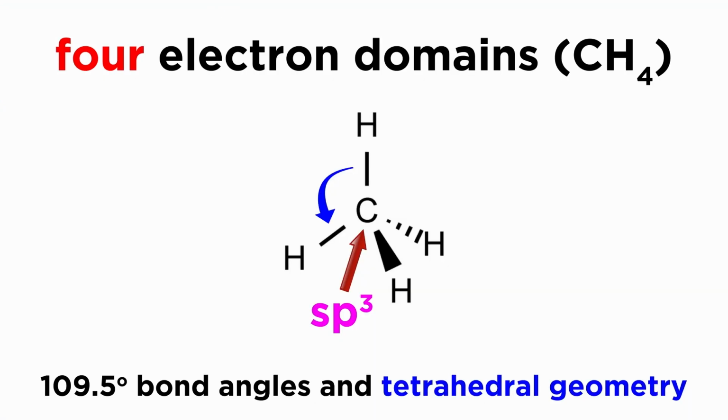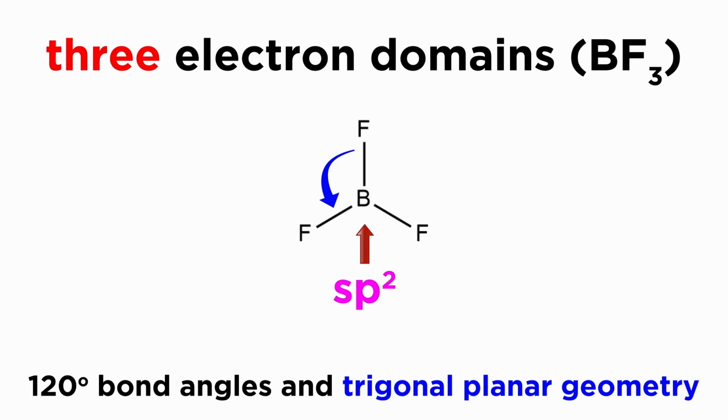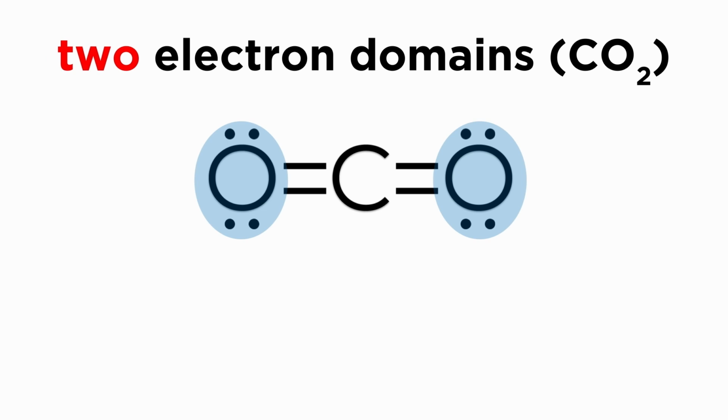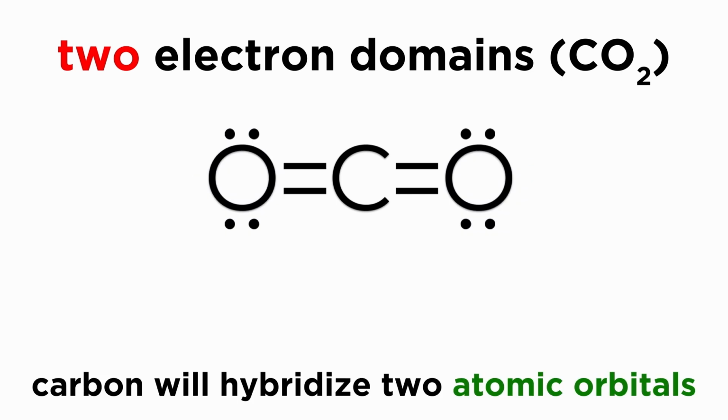We saw that a carbon surrounded by 4 electron domains will be sp3 hybridized, and if surrounded by 3 electron domains, it will be sp2 hybridized. Now we examine the situation where a carbon atom is surrounded by only 2 electron domains. When there are 2 electron domains, the atom needs to hybridize only 2 atomic orbitals, so it will be sp hybridized. This would be the case with something like carbon dioxide, as the 2 oxygen atoms are the 2 electron domains surrounding the carbon atom.